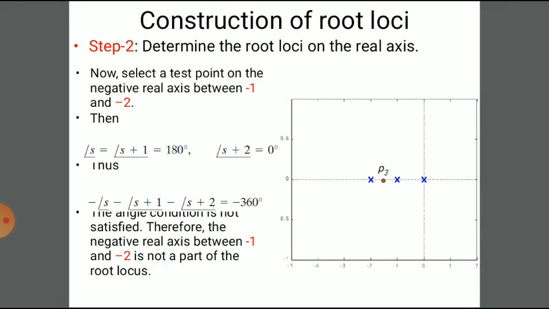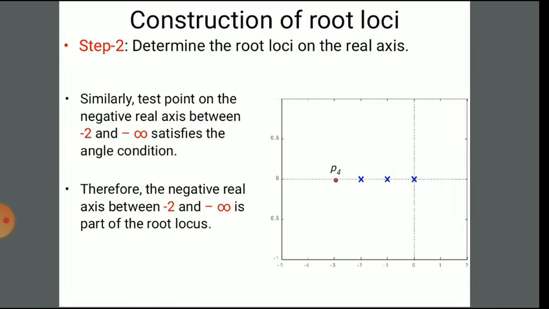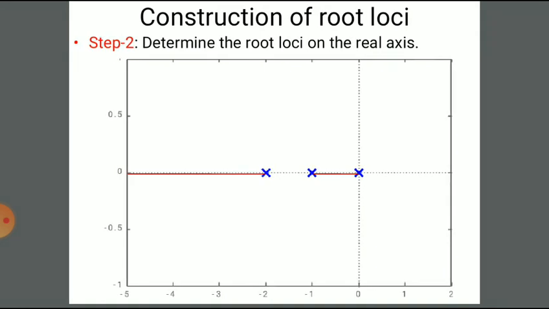We have already discussed how a point on the negative real axis is selected. You have to see how many poles and zeros there are on the right hand side of that particular point. If that number is odd, then that point should be on the root locus. You can see that it is denoted by the red line, which is the portion of the negative real axis on the root locus.